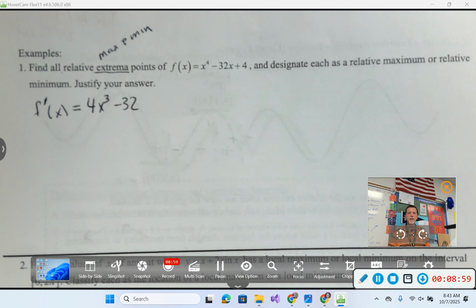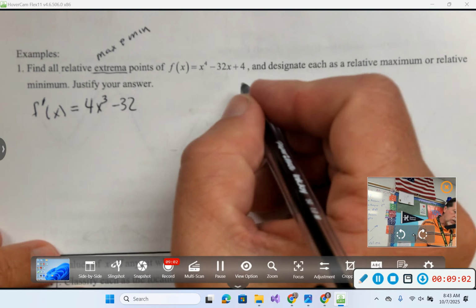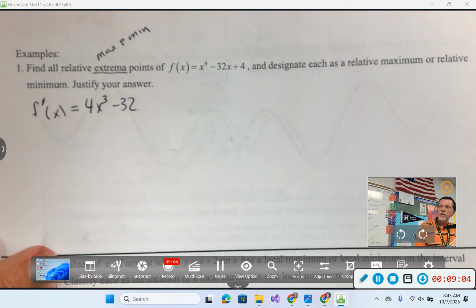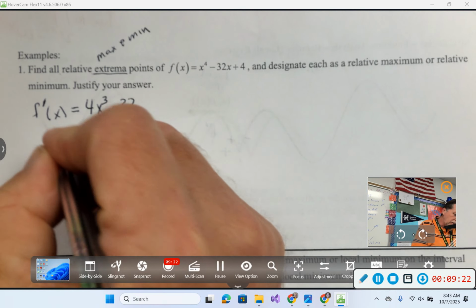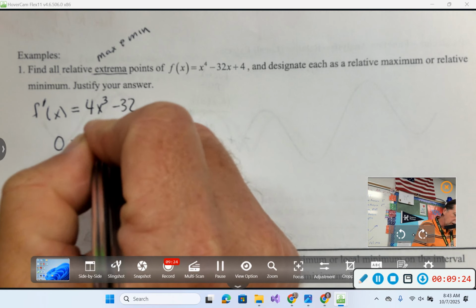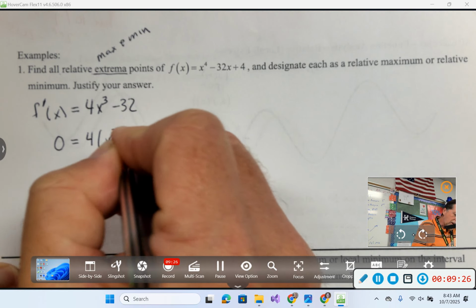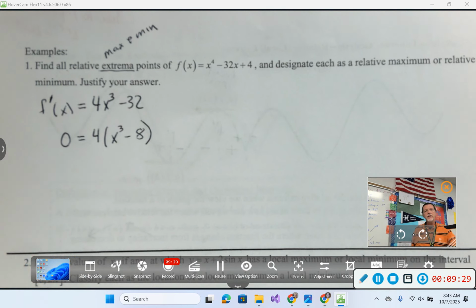Okay, designate each as a max or min. So I'm looking for where the sign of f prime changes. So I need to do another one of those sign charts to figure out what's going on here. So let's set it equal to 0 first. I'll factor out the 4 just to make life a little easier.